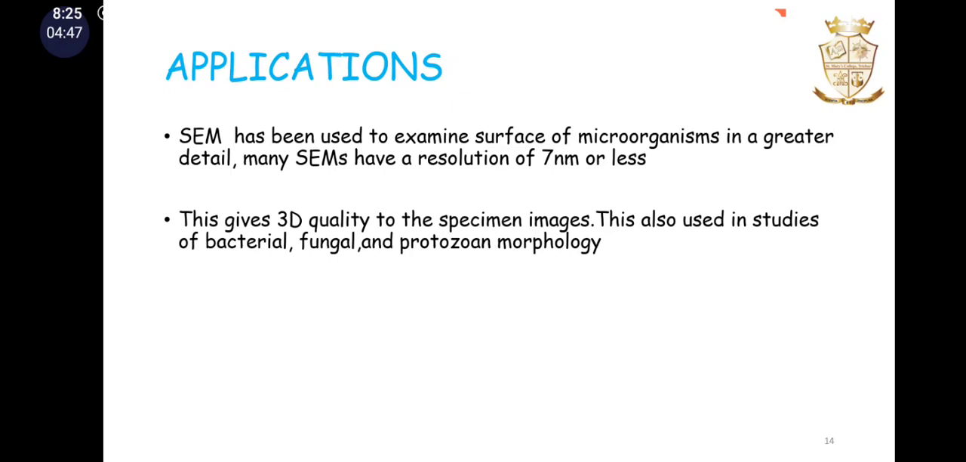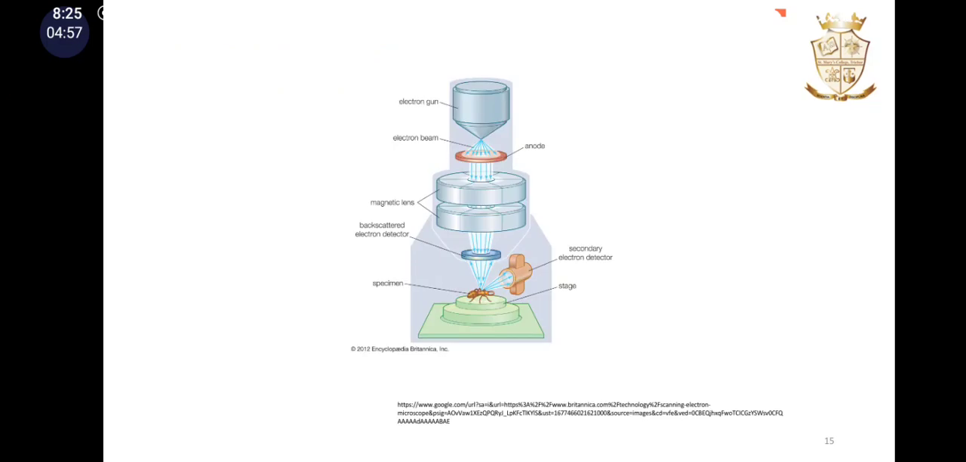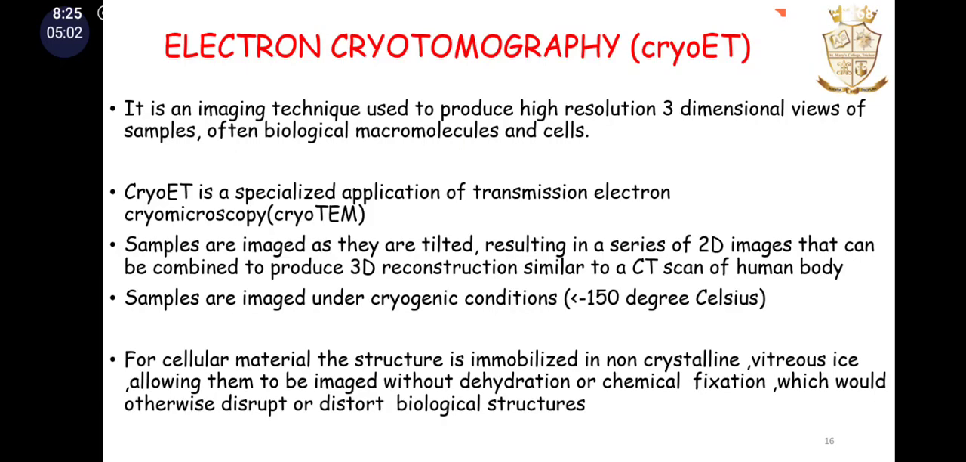And its application: SEM has been used to examine the surface of microorganisms in greater detail. Many SEMs have a resolution of 7 nanometers or less, and it gives a 3D quality to the specimen images. This is the diagrammatic representation of SEM. And next is electron cryotomography. It is an imaging technique which is used to produce high resolution three-dimensional views of samples, often biological macromolecules and cells. Cryo-ET is a specialized application of transmission electron cryomicroscopy, and the samples are imaged under cryogenic conditions.